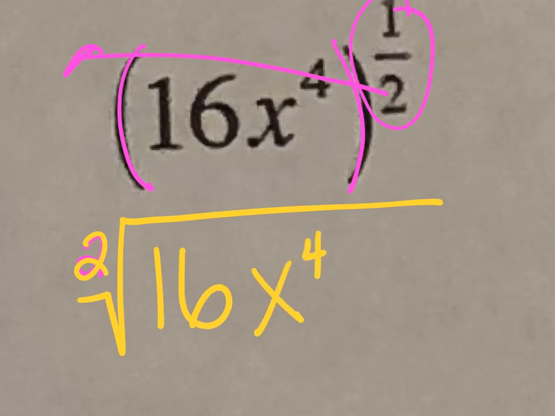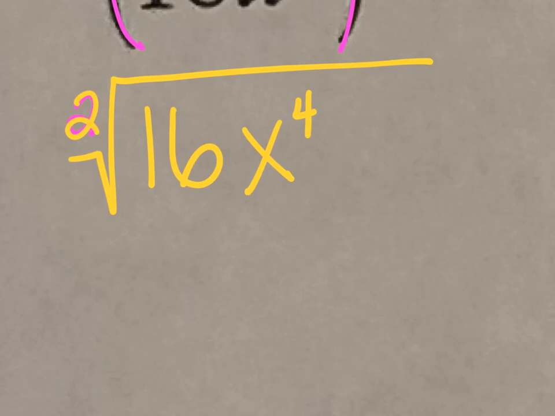16x to the 4th. I'm taking the square root of something. So looking at this, I can take the square root of 16. The square root of 16 is 4. I can take the square root of x to the 4th. Remember, you want to try and divvy this up, so you could get x squared times x squared. How many times did you get x squared? You got them twice, so you would take out an x squared. That's your final answer.